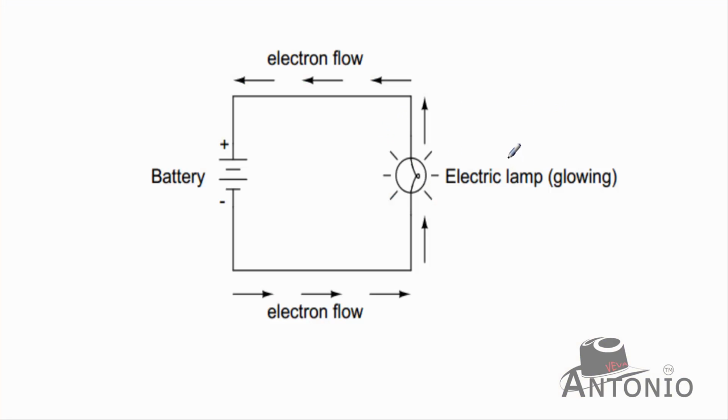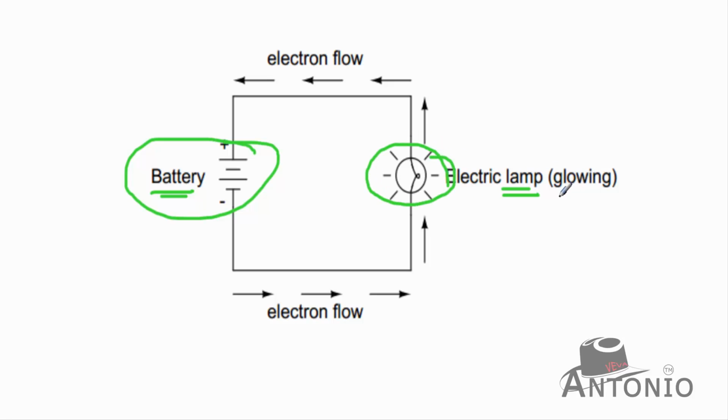This is my example of a simple circuit. There is only one source of voltage, the battery on the left, and only one source of resistance to current, the lamp on the right. As you can see, the electric lamp is glowing. This makes it very easy to apply Ohm's law.